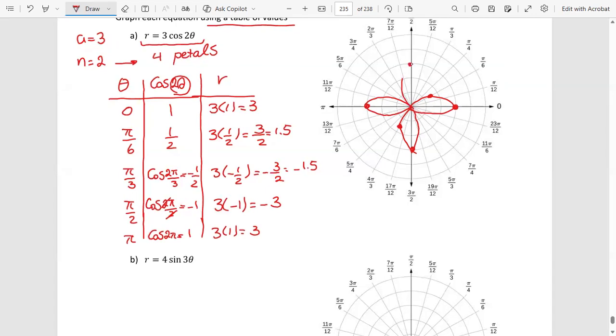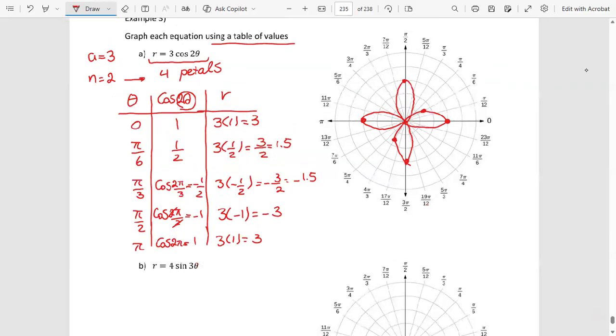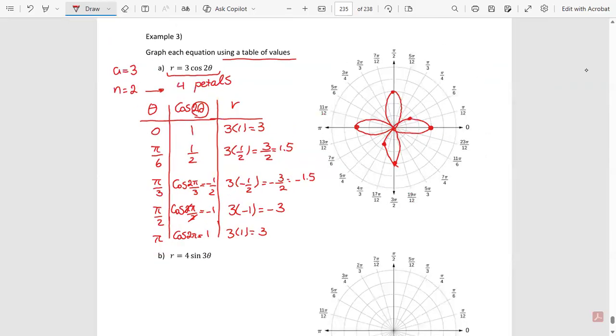If you replace 3 pi over 2, it gives you exactly this point. And now you have, I know that we can replace more points to get a more accurate graph, but it's okay. For this class, we are fine with just having a few points and have a picture of the equation.